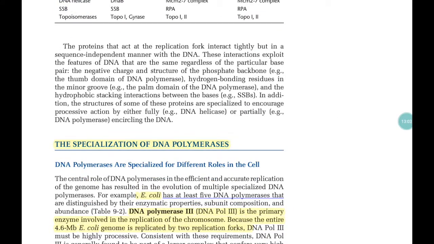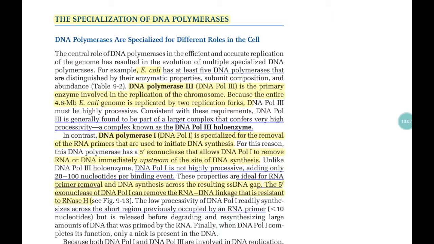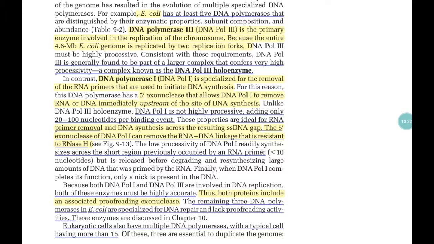The specialization of the DNA polymerases. E. coli has at least 5 DNA polymerases. DNA polymerase 3 is the primary enzyme involved in the replication of the chromosome, because the entire 4.6 megabase E. coli genome is replicated by 2 replication forks. It is generally found as part of a complex that confers very high processivity, known as the DNA polymerase 3 holoenzyme.